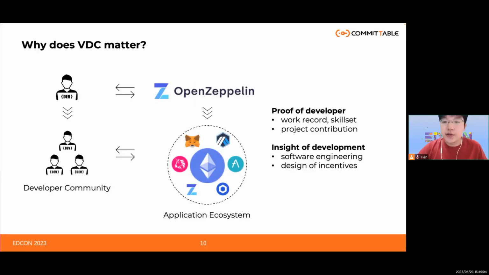The value of VDC is twofold. First, it creates a proof of work record, skill set, and project contribution for developers that the community can verify and accept. Also, it is an insight into the development process which helps projects to optimize the software engineering lifecycle and design of project incentives. The idea of VDC goes beyond the individual developer and the project of OpenZeppelin. It actually establishes the connection between projects and developer communities and makes sure that the contributions to a project are reliably rewarded for developers.